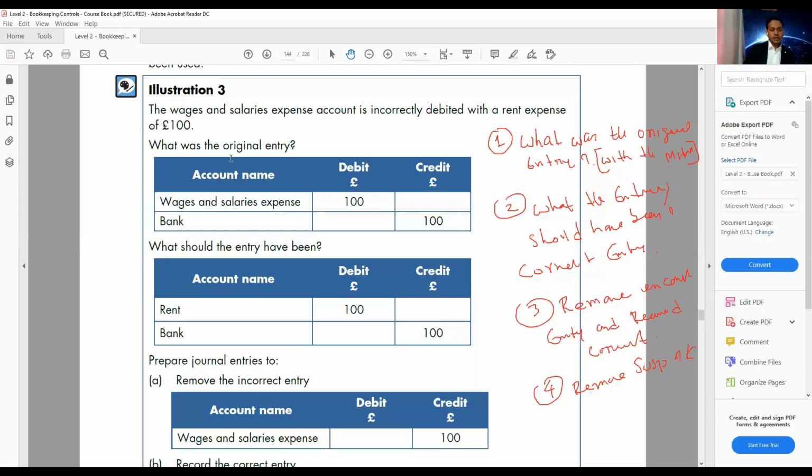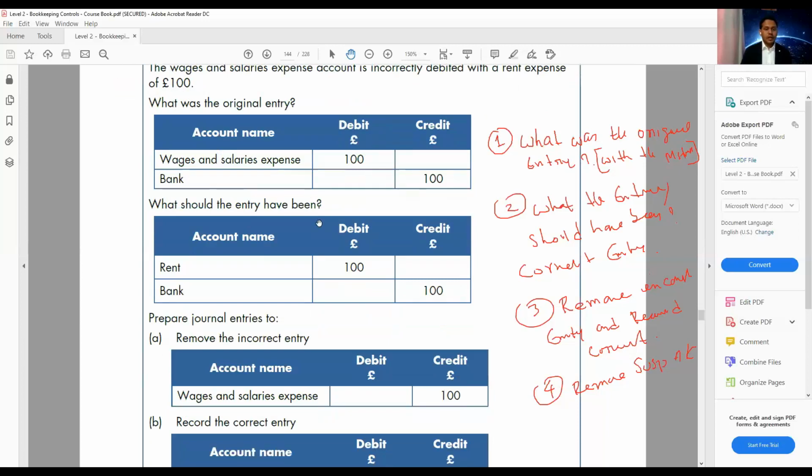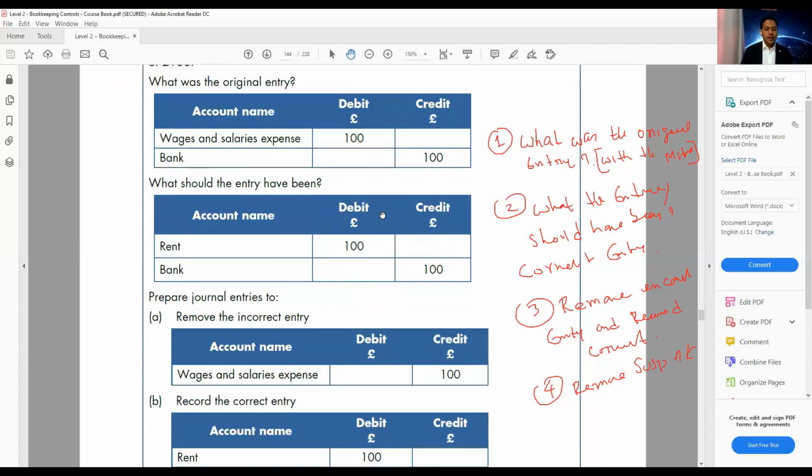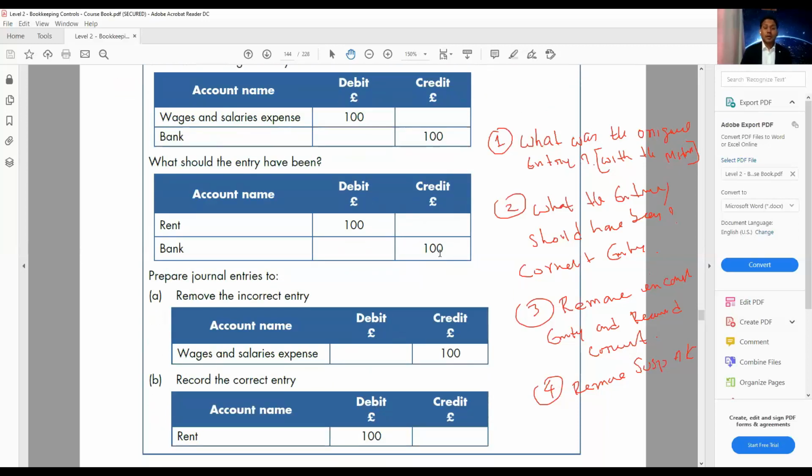What was the original entry? The original entry with the mistake was wages expense debit and bank credit, but it was rent, not wages expense. What should the entry be? The entry should have been rent £100 debit and bank £100 credit.